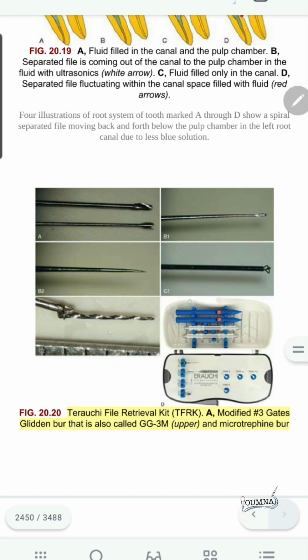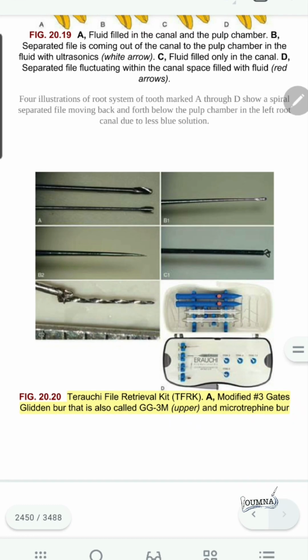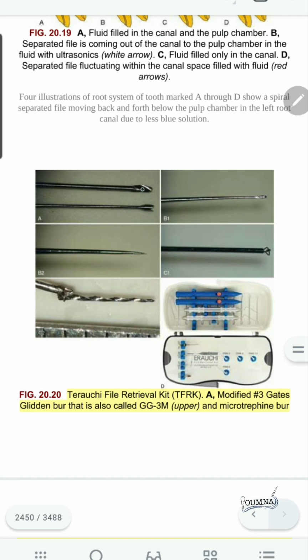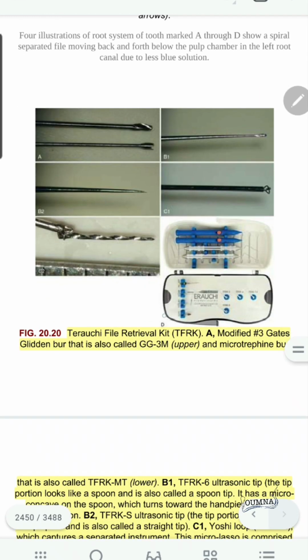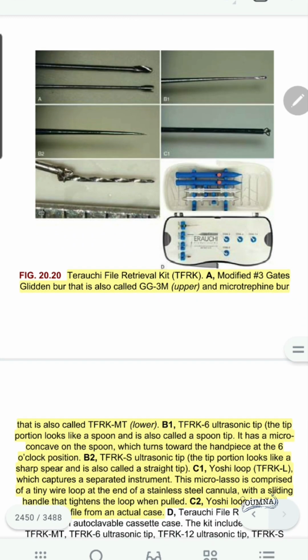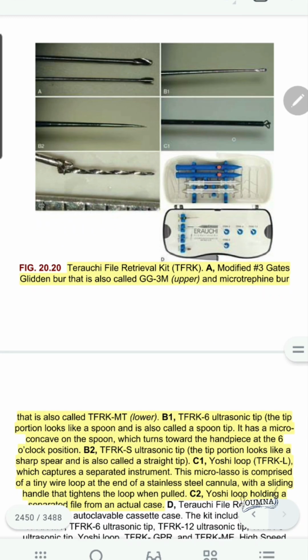This is the PHS retrieval kit. It has a modified PHS and a trephine. This is the PHS, and this is the trephine micro trephine burr. This is the concave spoon-like ultrasonic tip, and this is another ultrasonic tip. This is the PHE pin, the loop.